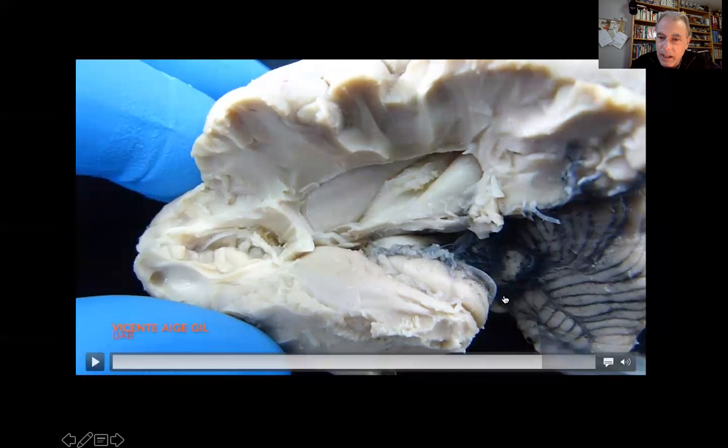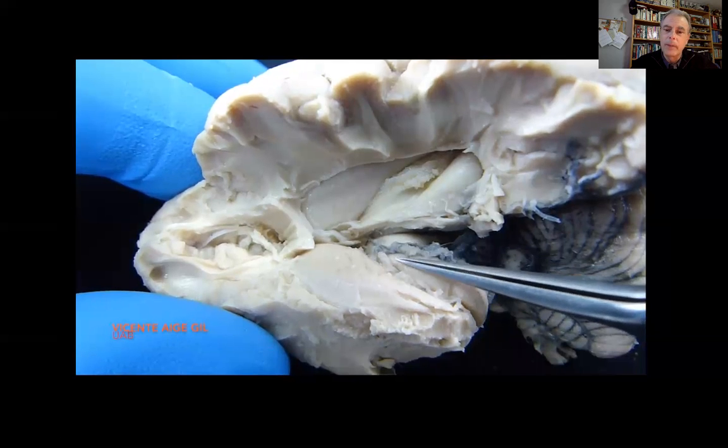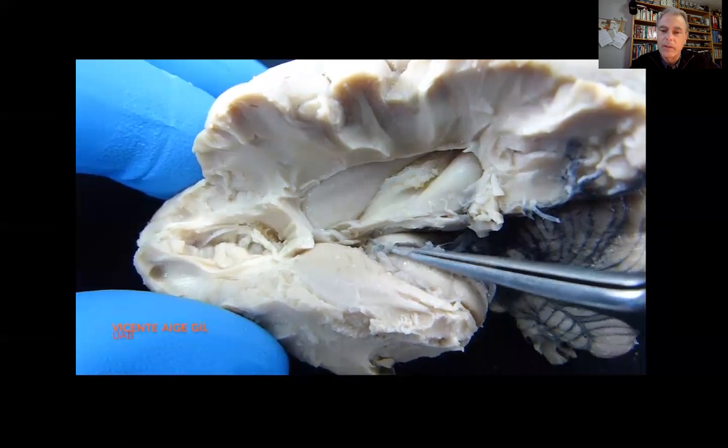And now we see this is the choroid plexus of the third ventricle that receives blood from the caudal cerebral artery, the first branch of the caudal cerebral artery. The choroid plexuses of the third ventricle.